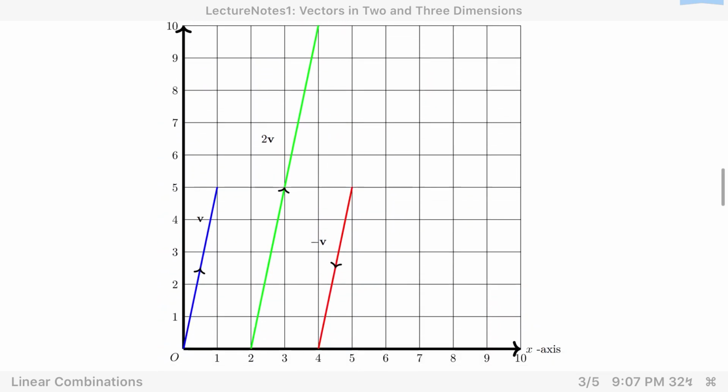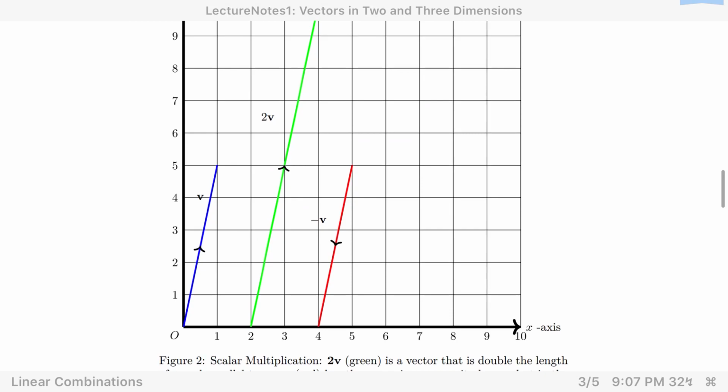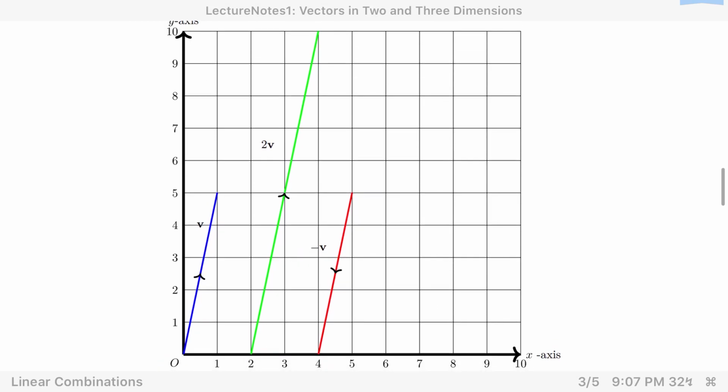So compare the blue and the green vectors in figure 2. Notice that the green vector is twice as long as the blue vector. The blue vector is v, the green vector is twice v. Because each component is multiplied by 2, the vector is twice the length of v.